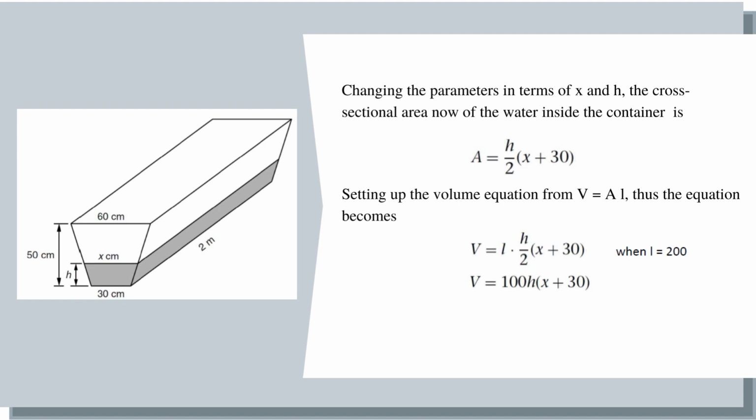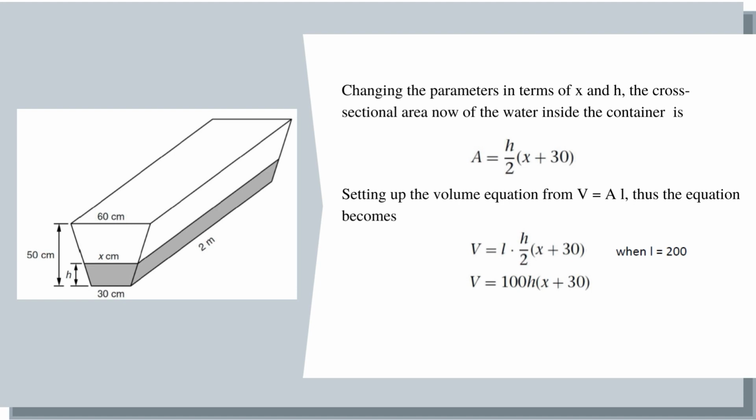Setting up now the volume equation from the general formula, volume equals the cross-sectional area times the length of the container. The equation now becomes volume equals the length of the container times the area of the trapezoid, which is h over 2 times the sum of the quantity x and 30.